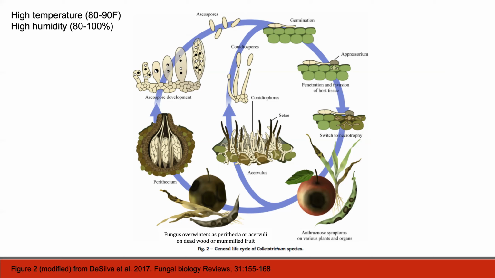Conidia are the asexual spores and are produced in acervuli, as is depicted here in the center of the disease cycle. And this is a single acervulus. Multiple generations of conidia are produced during a season, and the spores are dispersed by splashing rain, insects, and birds. Conditions that favor disease development in the field are high humidity, so around 80 to 100%, and high temperatures, anywhere from 80 to 90 degrees Fahrenheit.